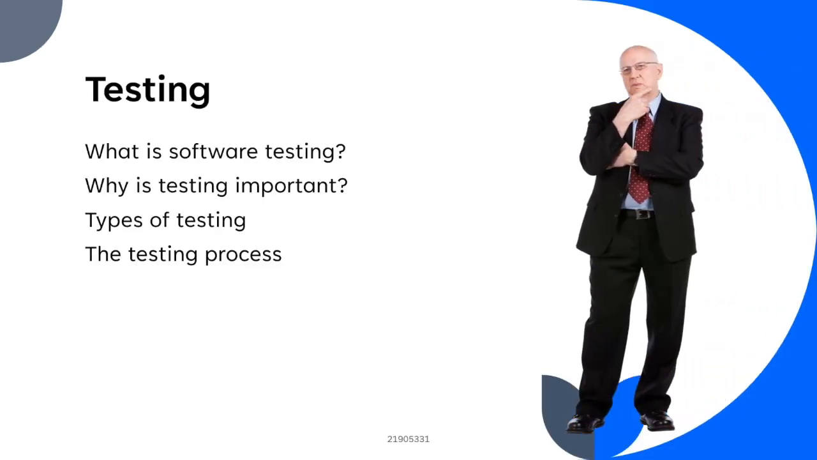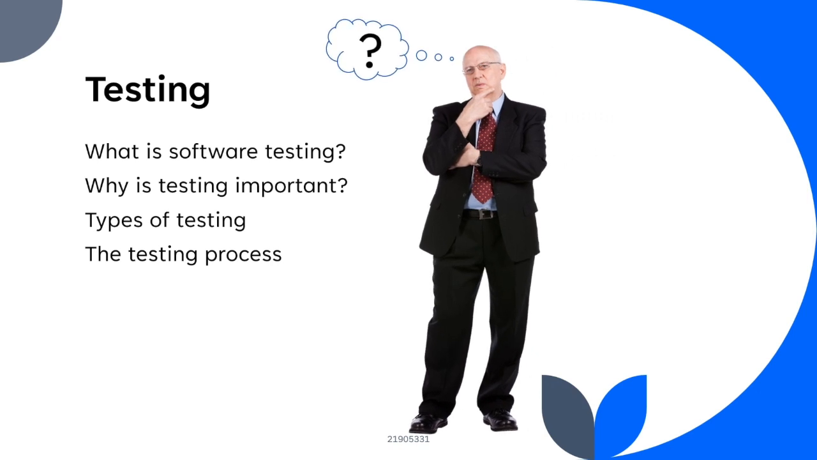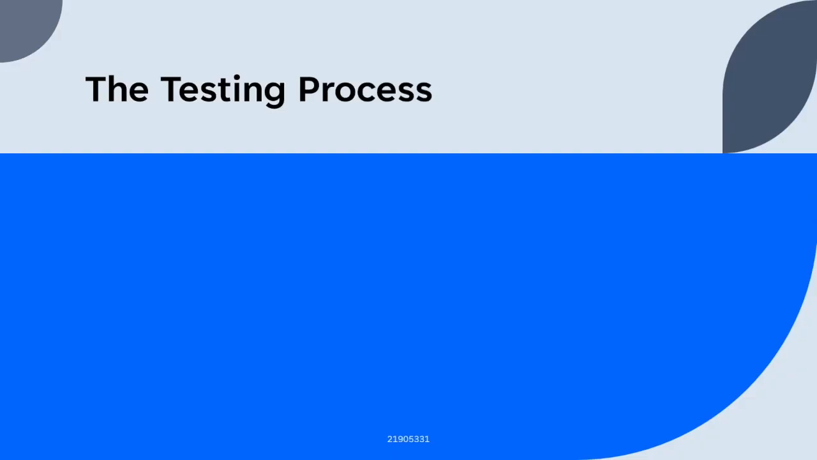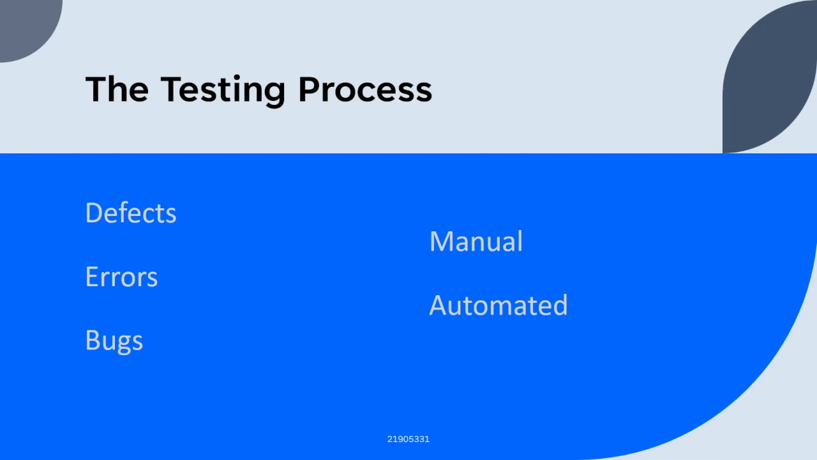There are a lot of questions when it comes to testing, such as, what is software testing? Why is it important? What types of testing are there? But in this presentation, I will be covering the testing process. Testing is a crucial aspect of software development that helps ensure that software products meet their intended requirements and function correctly. We do this to identify defects, errors, and bugs. Testing can be done manually or using automated tools, and it can be carried out at different stages of the software development lifecycle.